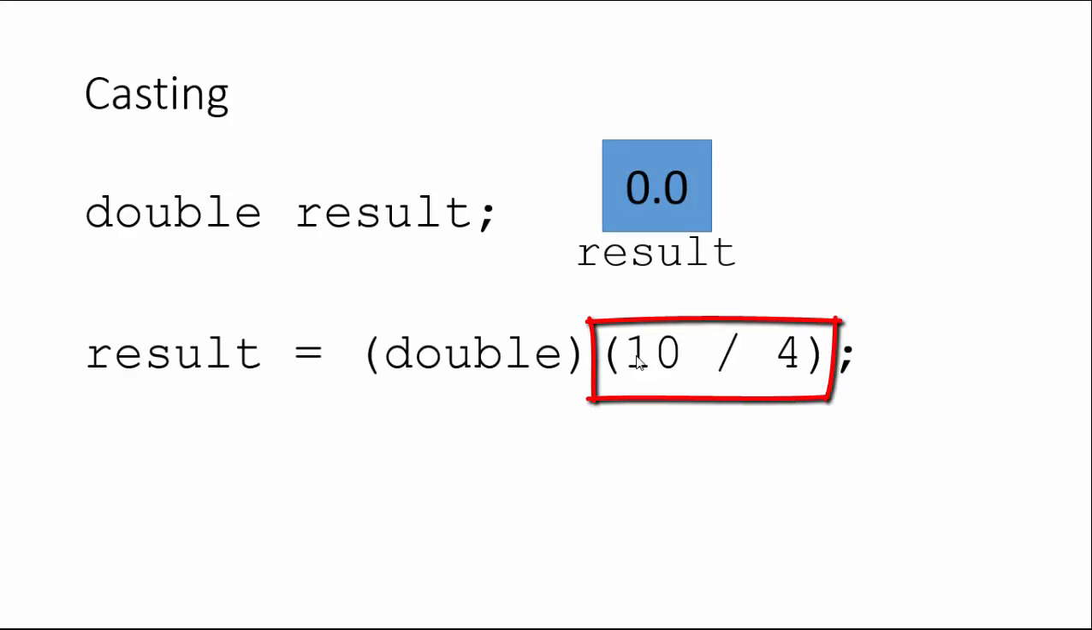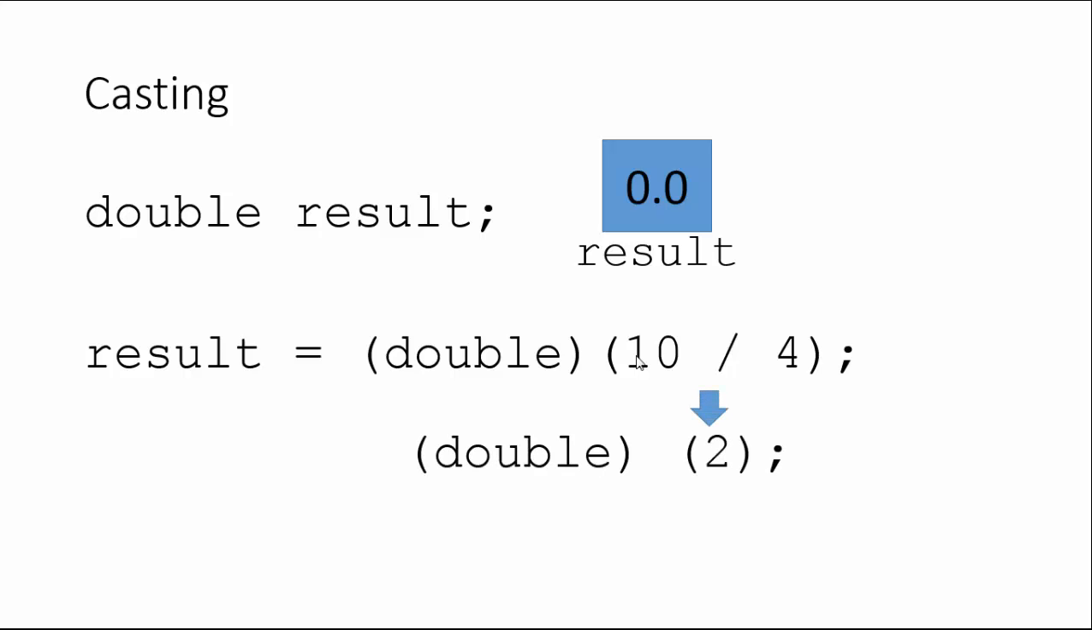Now watch what happens when I cast in a different place. Again, result is created, and since I have parentheses around the 10 divided by 4, that is evaluated first. So 10 divided by 4, since they're both ints, the result is 2. Integer math is occurring and the decimal portion is truncated. After the division occurs, then I will cast the result to look like a double. So 2 is converted to a double, which is then placed in the variable result. So be careful when you're casting. Make sure you are placing the cast in the proper position.